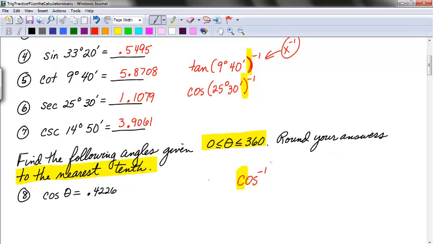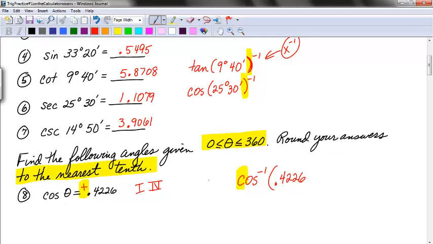Inverse cosine. Don't read it cosine to the -1. You read it inverse cosine, and then the calculator puts in the parentheses, and then 0.4226. I also need to look at this part right here. Positive or negative? It's positive, so cosine's positive in quadrants 1 and 4. So my answers ought to be in quadrant 1 and quadrant 4. Okay? So put in inverse cosine of 0.4226. Okay? And I get 65.